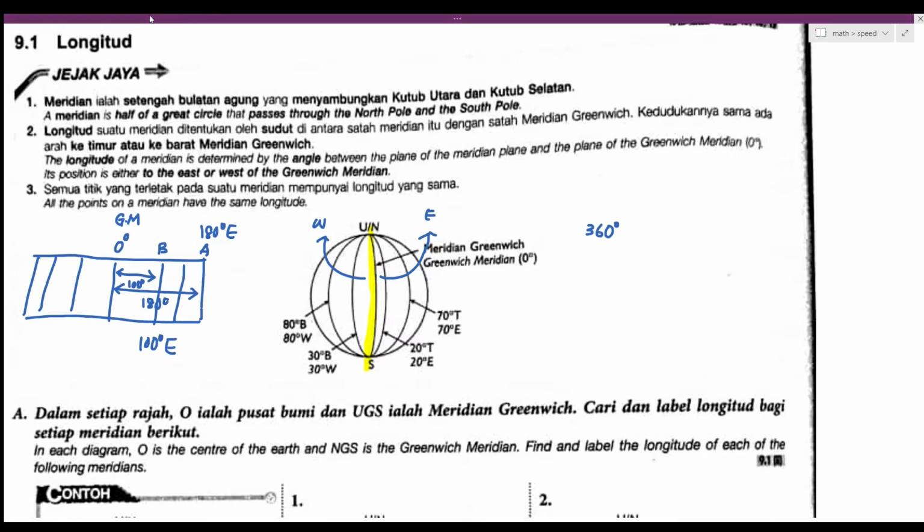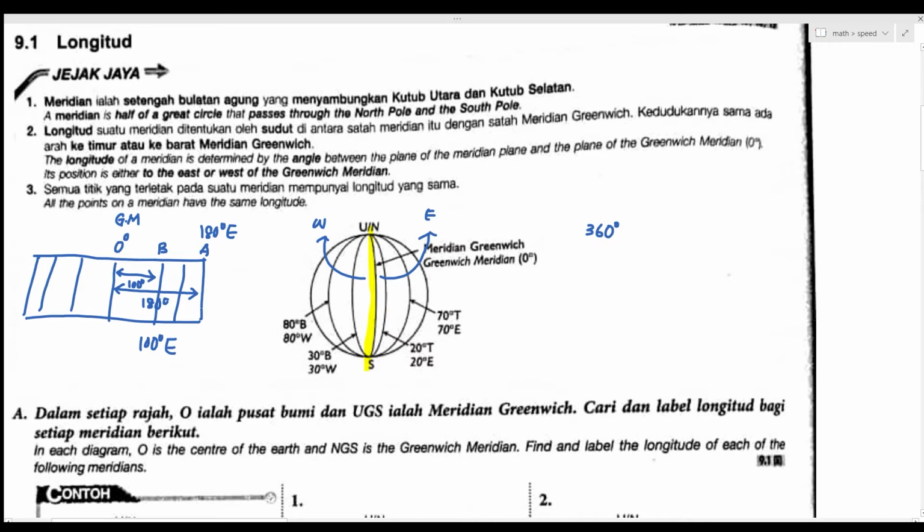There's another 180 degrees to the west of the Greenwich meridian. So this is 180 degrees west. Another longitude, let's say the angle between it and the Greenwich is 50 degrees, then longitude C will be equal to 50 degrees west. Actually, the 180 degrees east and the 180 degrees west are the same longitude.